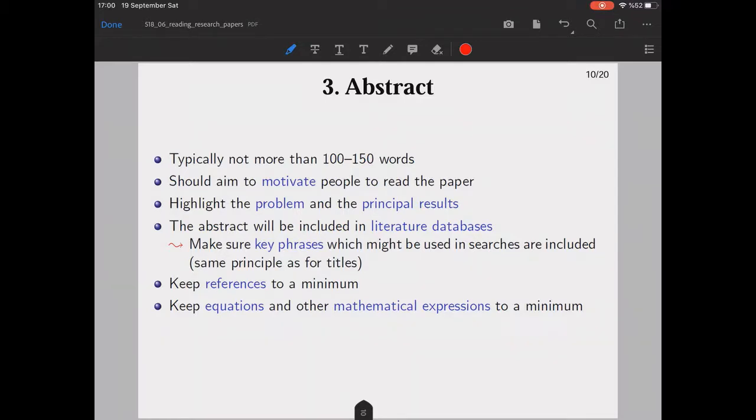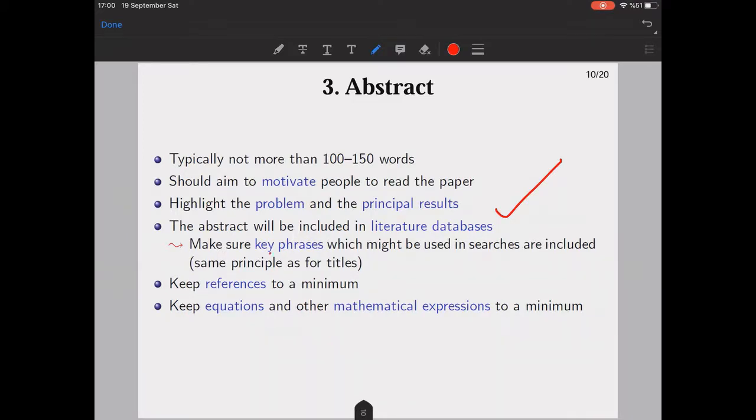And it should highlight the problem and the principal results of the paper. And the abstract will be included in the literature databases as well. This is important because your full paper might require some payment or some access to be downloaded. But usually the abstracts are free for all. Everyone can read the abstracts, so it would be everywhere.